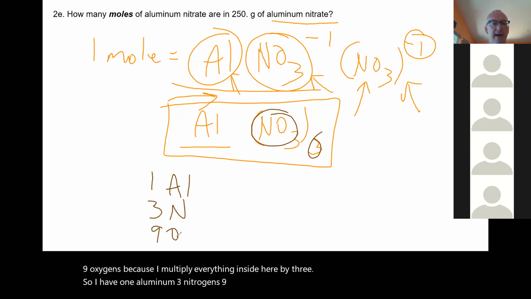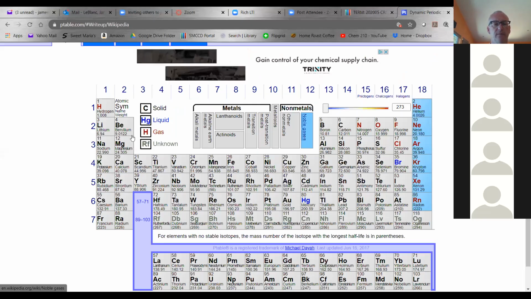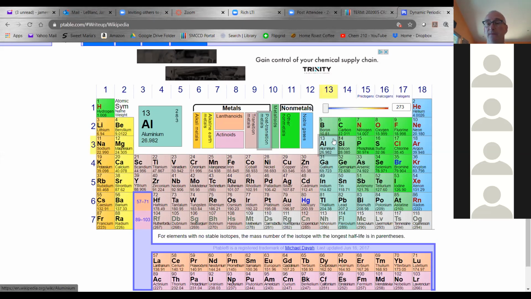So let's go back to our periodic table, our dynamic periodic table. And let's find aluminum. Where is aluminum? Al. 13. But that's not the mass of it, is it? What's the mass of aluminum? 26.981. Yep, 26.982.